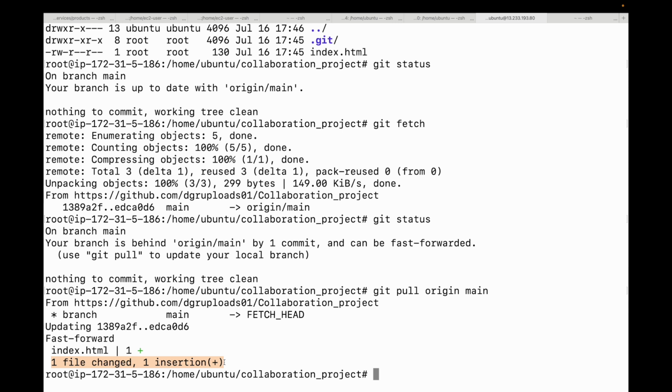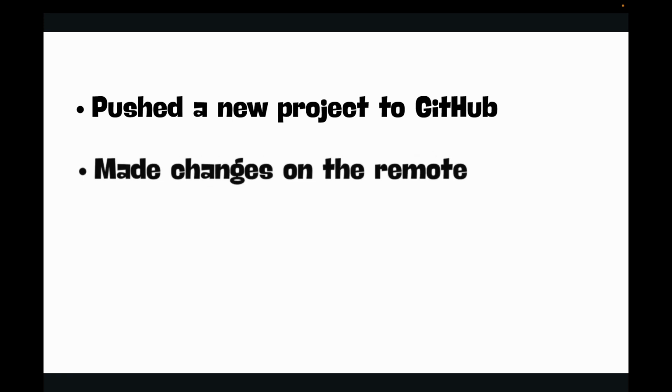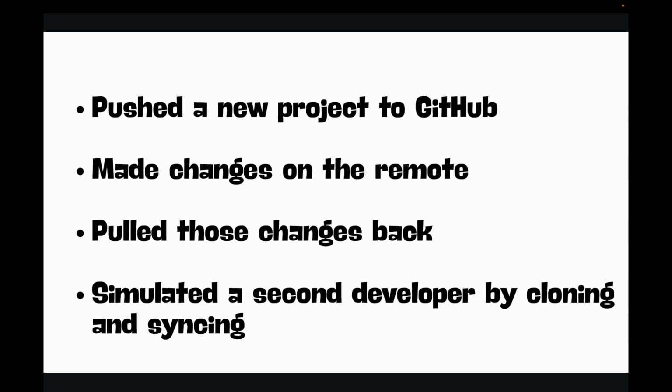Amazing work. You have just completed your second hands-on project, effectively simulating a collaborative workflow. You have pushed a new project to GitHub, made changes on the remote, pulled those changes back from remote to your local machine, and even simulated a second developer by cloning and syncing. This project is foundational for understanding how teams work with Git and GitHub, a daily reality for developers. In our next module, we are going to dive into the truly transformative power of Git, which is branching and merging. This is where Git collaboration gets incredibly flexible and powerful.